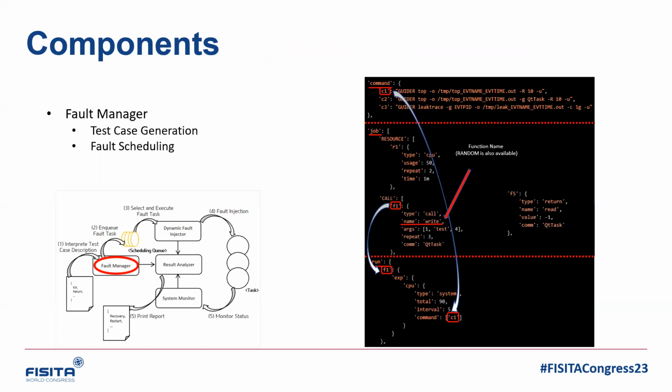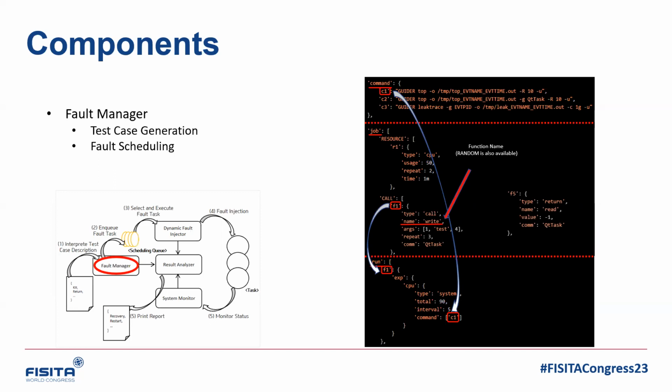The fault manager interprets the test case specification written by the user in a certain format and generates fault tasks in a format that's compatible with the dynamic fault injector, along with the necessary fault task information for the result analyzer. As shown in the picture, the test case specification is largely divided into command, job, and run parts.